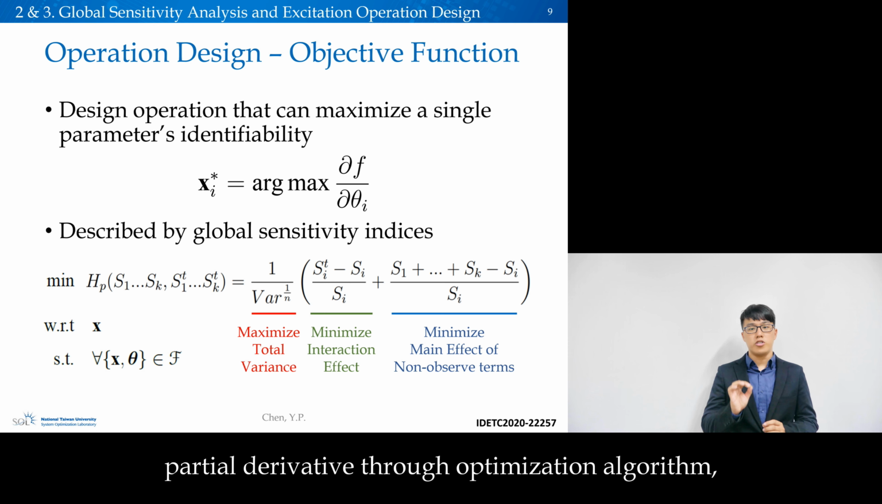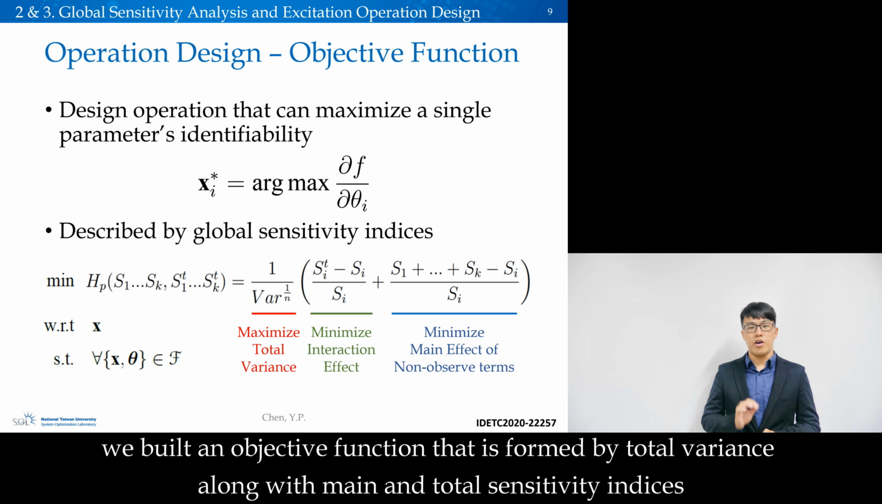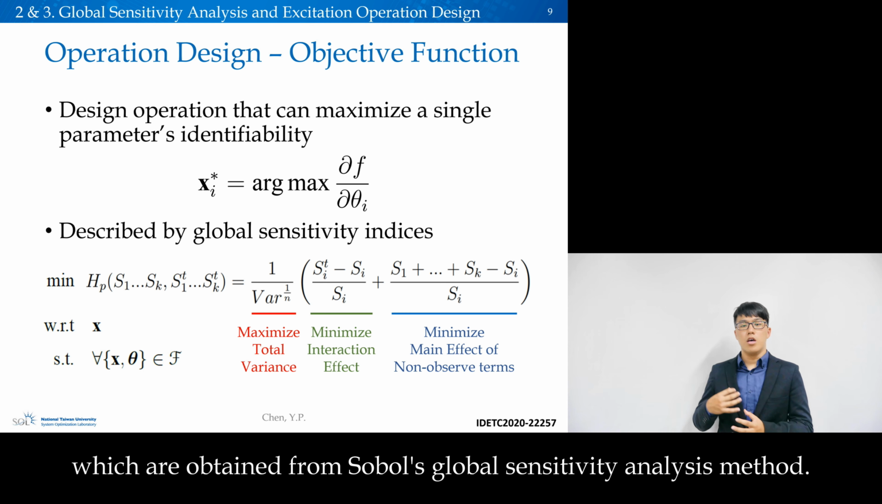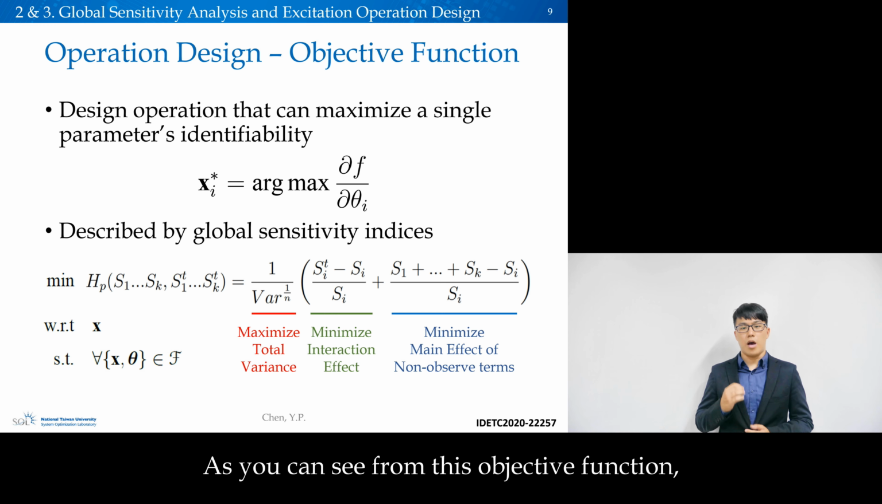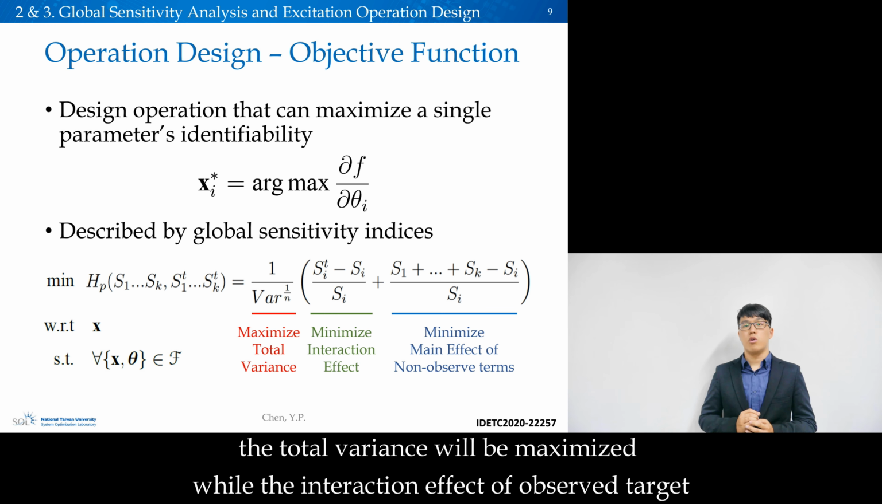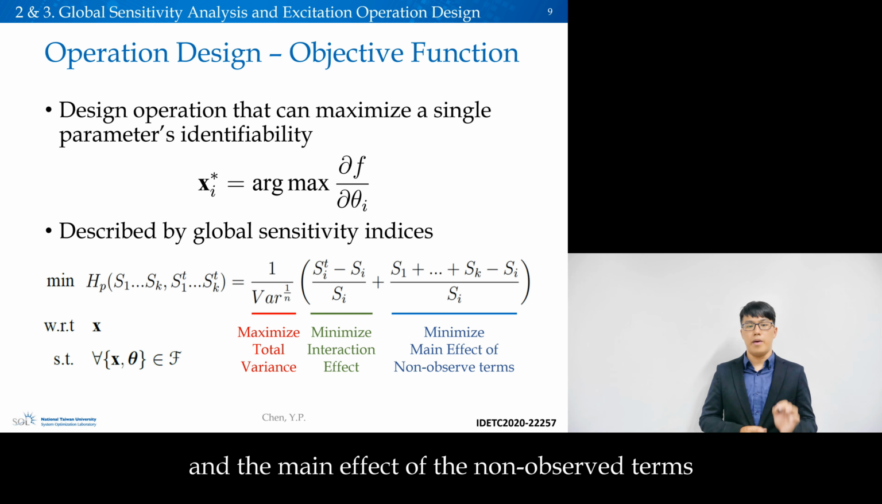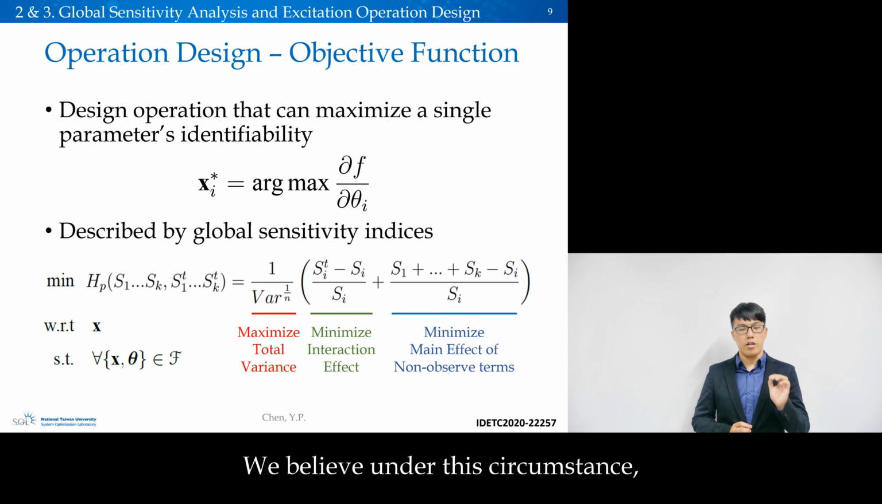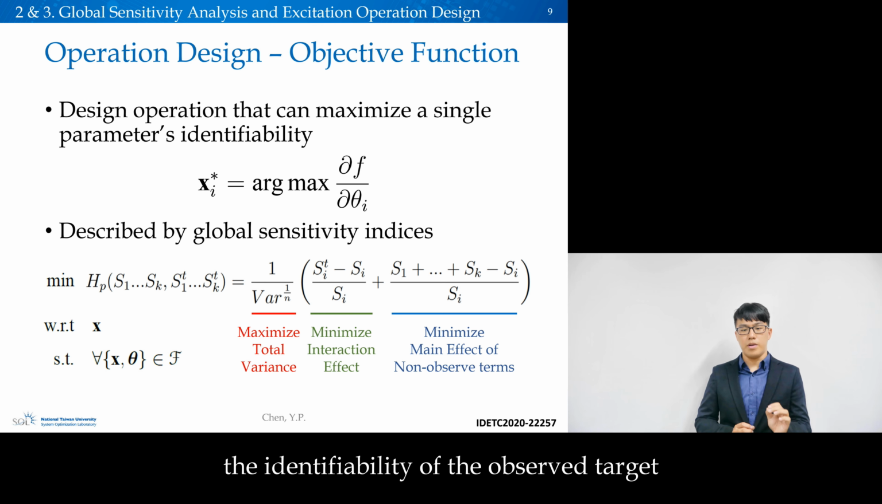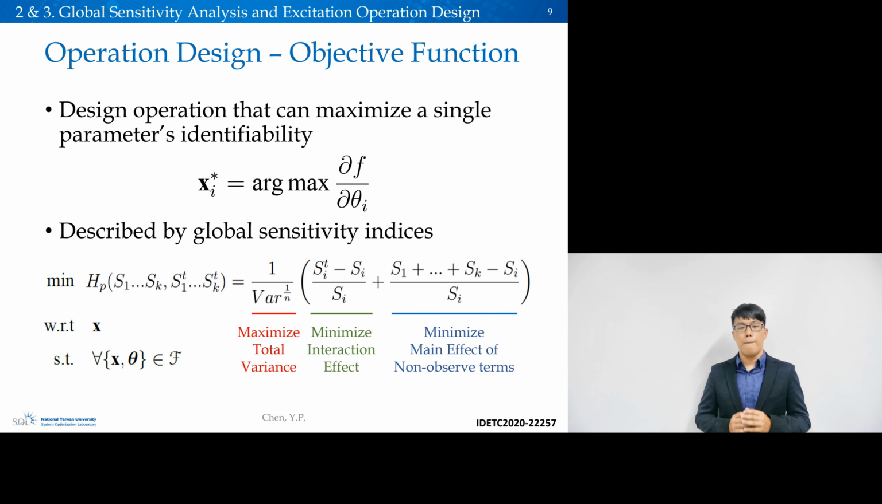To realize the partial derivative through the optimization algorithm, we built an objective function that is formed by total variance along with main and total sensitivity indexes, which are obtained from Sobol's global sensitivity analysis method. As you can see from this objective function, the total variance will be maximized while the interaction effect of the observed target and the main effect of the non-observed terms will be minimized. We believe under these circumstances, the identifiability of the observed target may be enlarged.